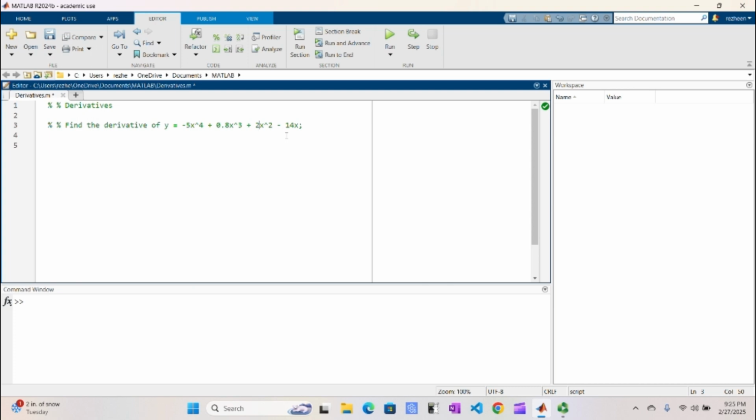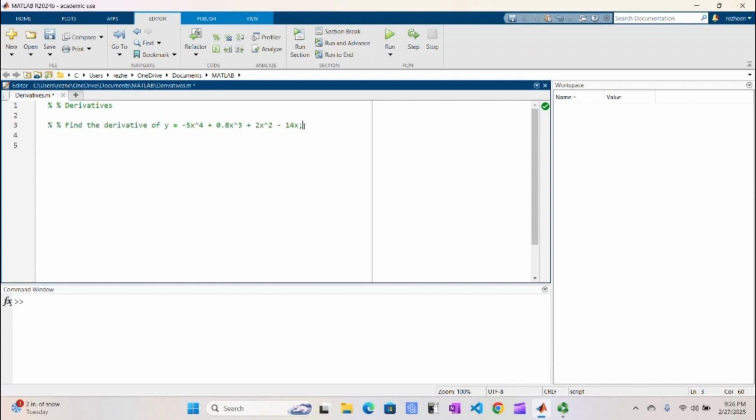Hi, in this video we're gonna look at how to do derivatives using MATLAB. So let's say we're interested in finding the derivative of a function like this. We have a long polynomial, and this is the first way of finding derivatives. But this way we only find derivatives of polynomials, unless we do it symbolically.